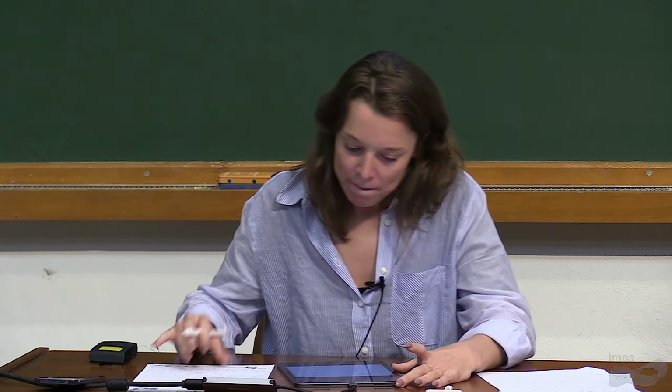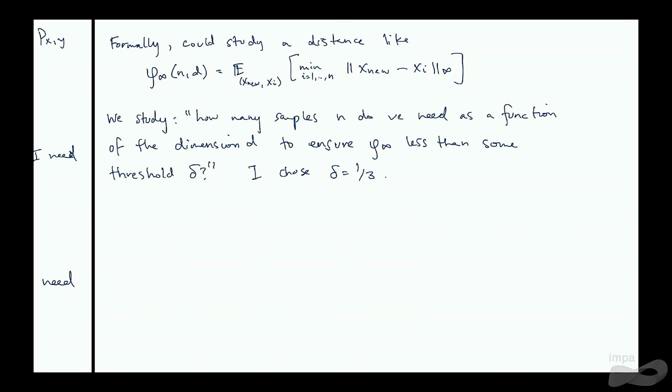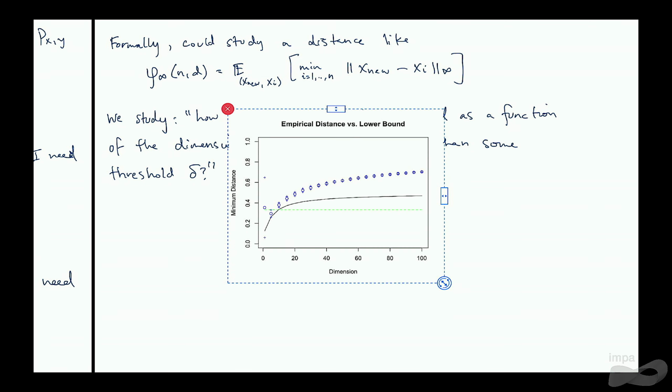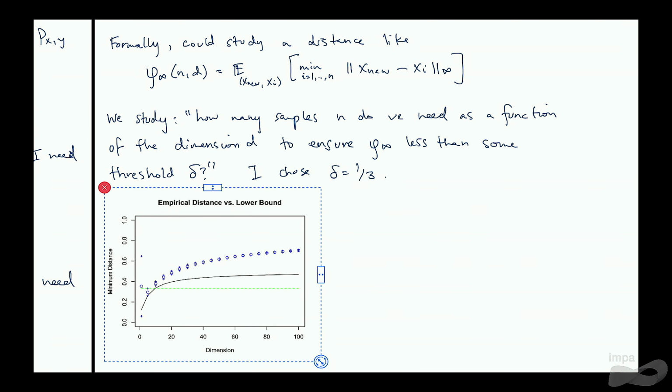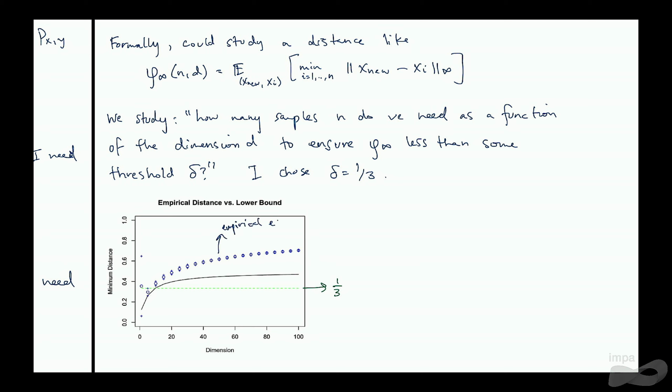So, here are some plots of this scenario. In green, this is 1/3. Blue is the empirical estimate of the distance. And then in black, I have a lower bound that I'll show in a minute.